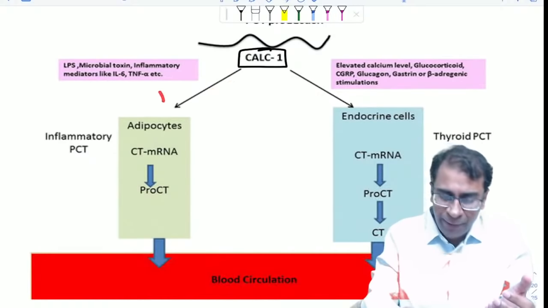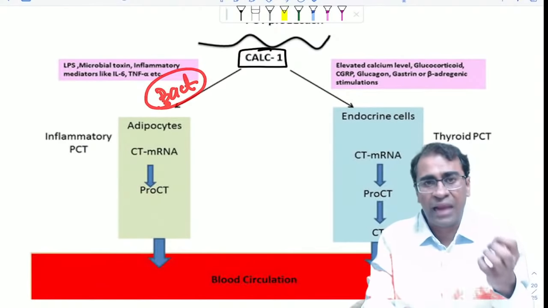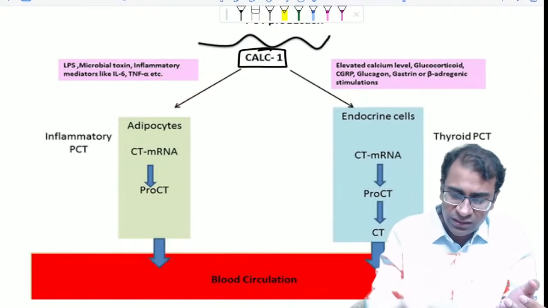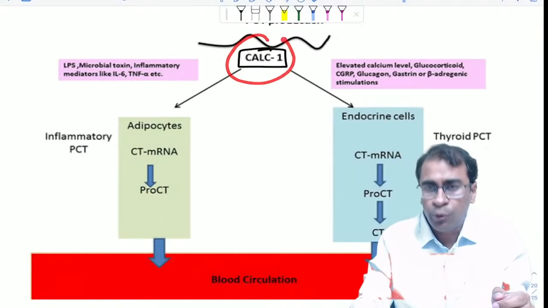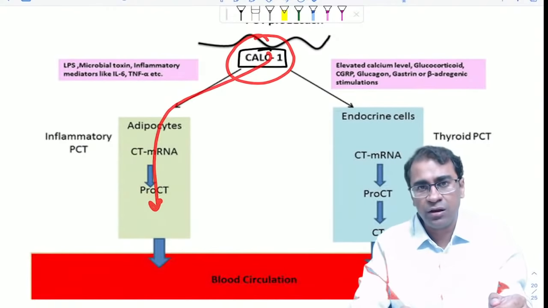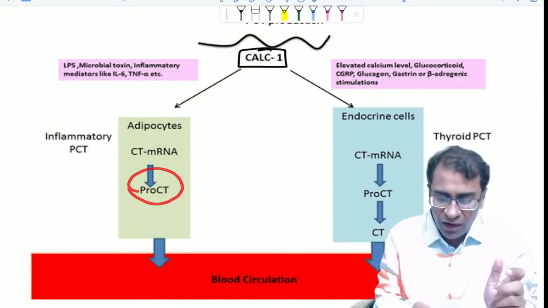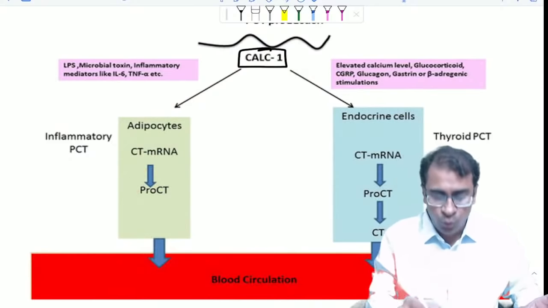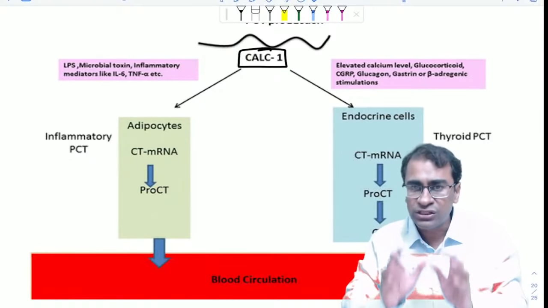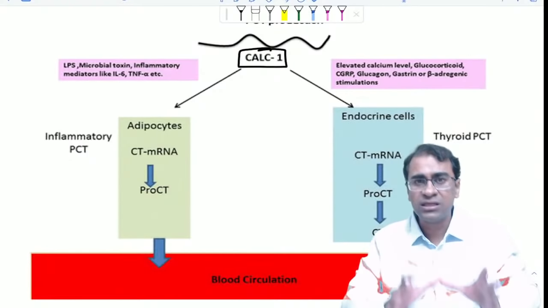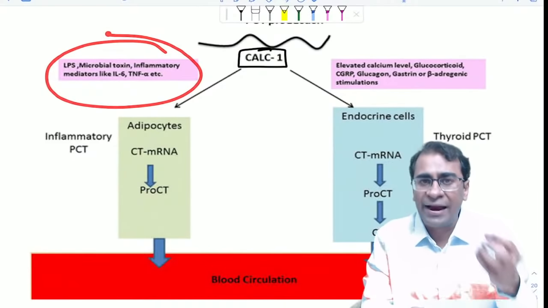So what happens? The bacteria, especially the interleukins again, IL-6, TNF-alpha and the lipopolysaccharide of the bacteria. Okay, look at this. LPS, bacteria or cytokines. What they induce is the procalcitonin to go into adipocytes. They don't allow it to go here. They allow it to go here. And what happens? This procal will not change to calcitonin. So what comes out into blood is only the procalcitonin. That means if you're seeing a high level of procal, it means the patient has either a bacterial infection or high cytokines or maybe a microbial toxin.